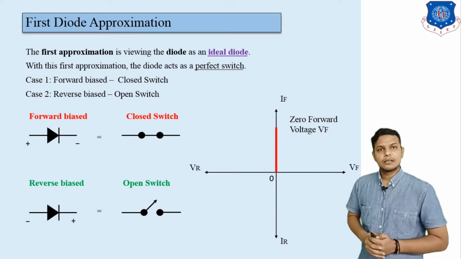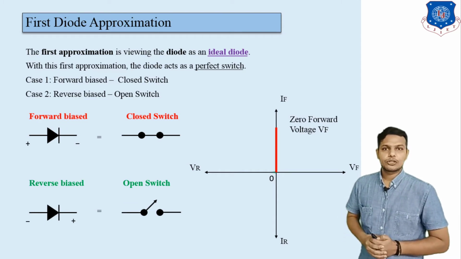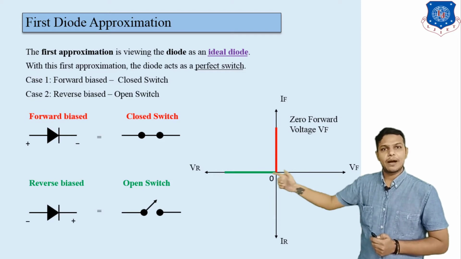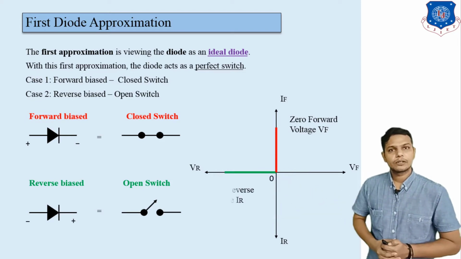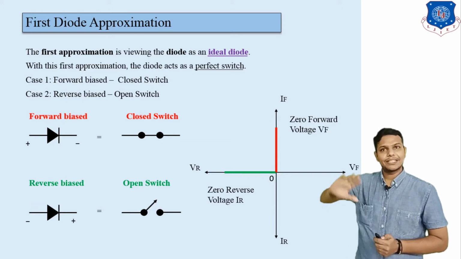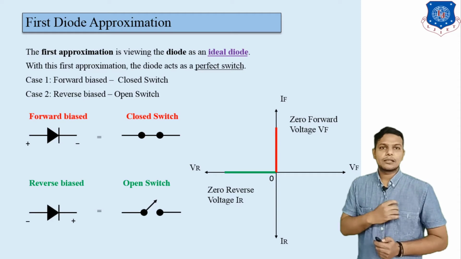The second case is reverse bias. In reverse bias there will be an open switch. An open switch means no current flows in this circuit. Here we can see the graph of reverse bias, which means zero reverse current, known as IR. So this is the first diode approximation, in which we consider the diode only as a switch.